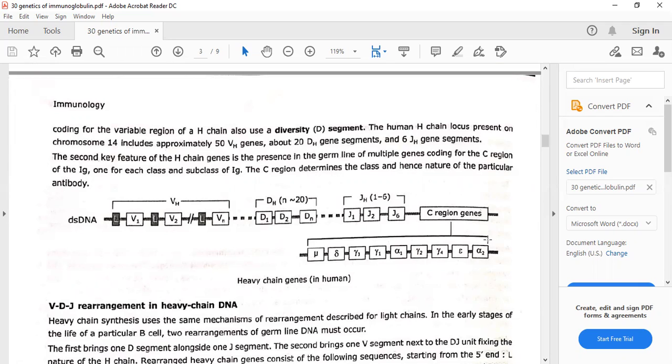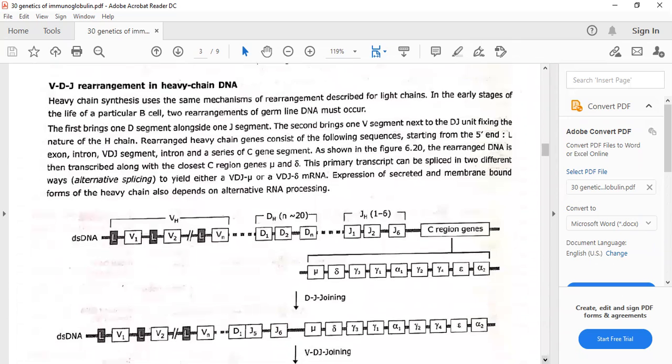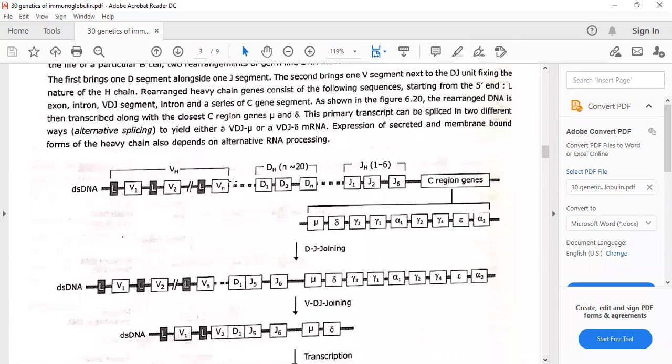So how will the VDJ recombination happen? In the V region, there will be V1 to Vn, n number of portions. In the D region, there will be approximately 20, D1, D2, D3, D4, D5, D6. In the J region, J1 to J6 will be present. Now talking about the VDJ recombination in the heavy chain, suppose there is a V portion which contains V1, V2, V3, V4, V5, V6 here.